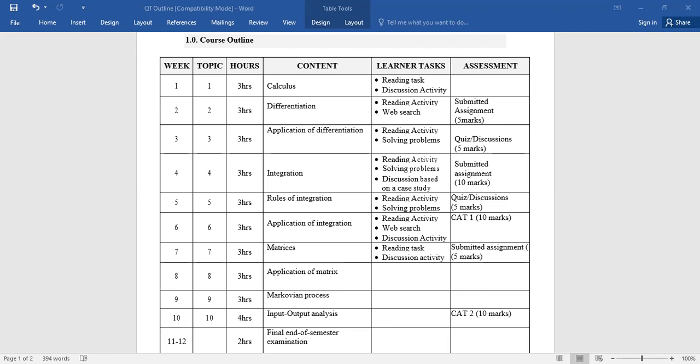This will be our course outline. So we'll be looking at calculus. And calculus basically entails differentiation and integration. We'll be looking at the application of both differentiation and integration. Then we look at the rules. Then from there, we'll go to the matrices and how they are applied in business cases. Then we'll go to the Markovian process and ultimately close with input and output analysis.